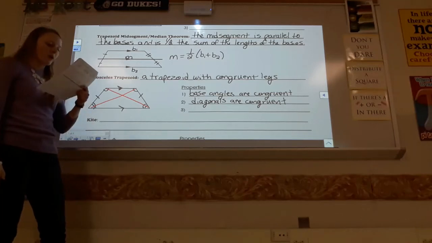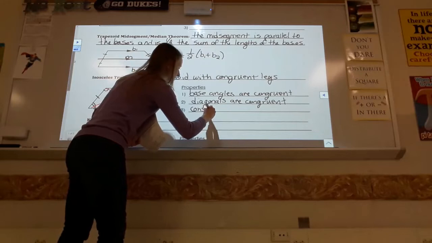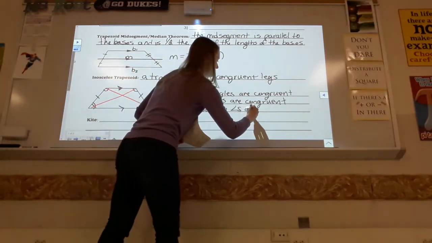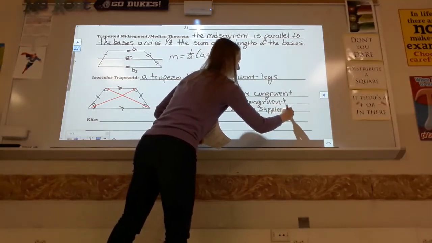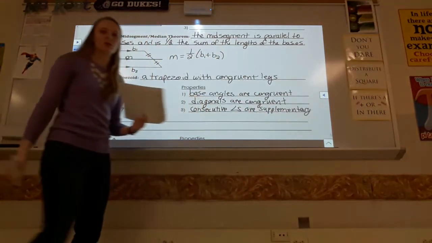Diagonals are congruent. And then lastly, consecutive angles are supplementary. Now this is not unique to an isosceles trapezoid. It's just something I want to make sure I mentioned.